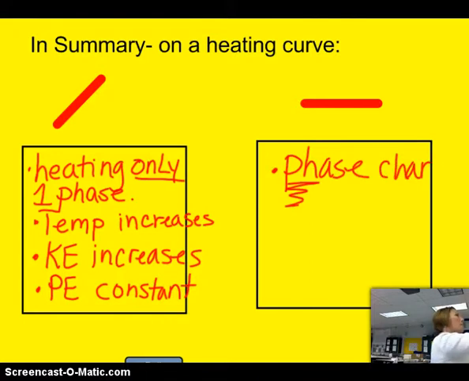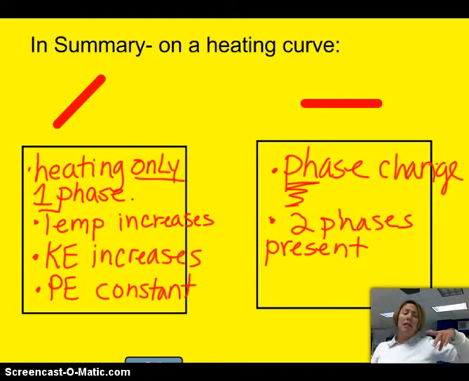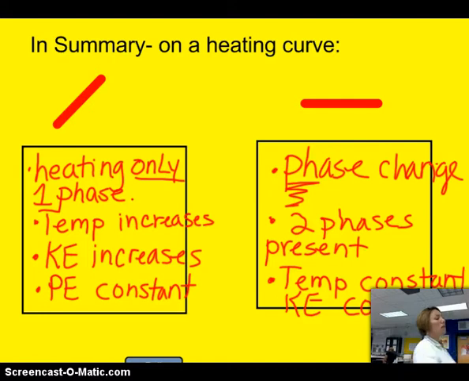On the flat parts of the curve, we have a phase change. There are two phases present. The first one's the solid to liquid, the second one is the liquid to gas. And the temperature isn't changing, that's why it's flat. The temperature is constant. And if temperature is constant, you know what else is constant? Kinetic energy is constant. So where's all the energy going that you're adding? It's being stored. And stored energy is potential energy. So that is increasing. Okay?